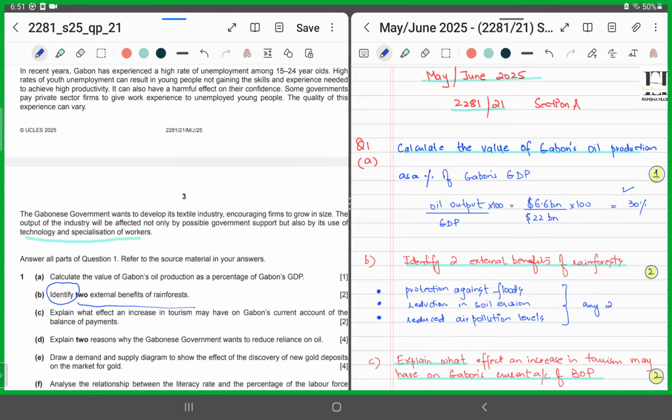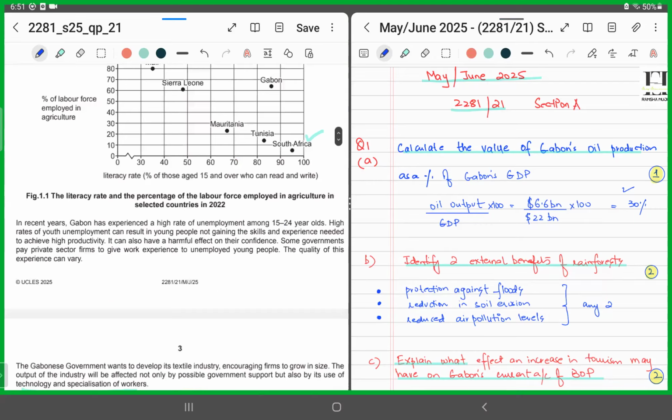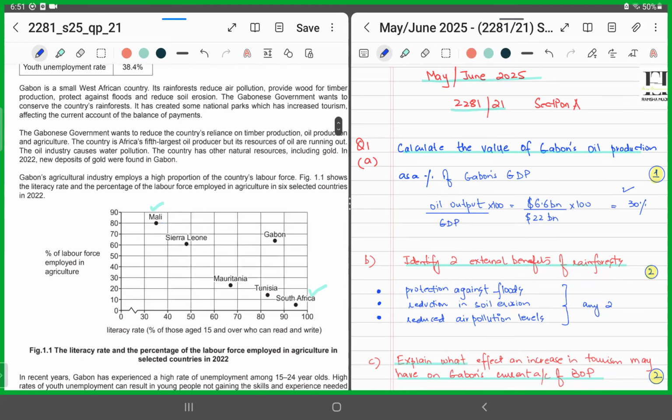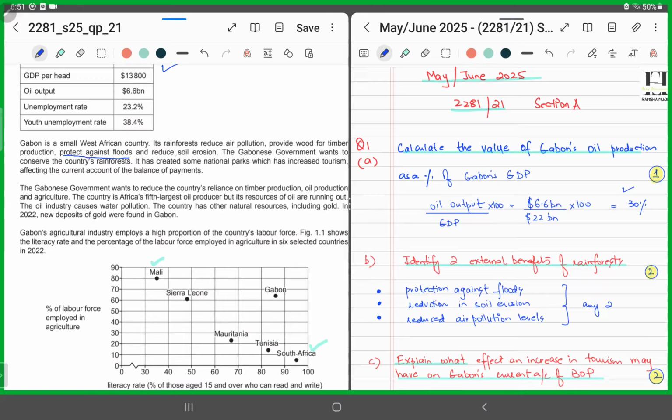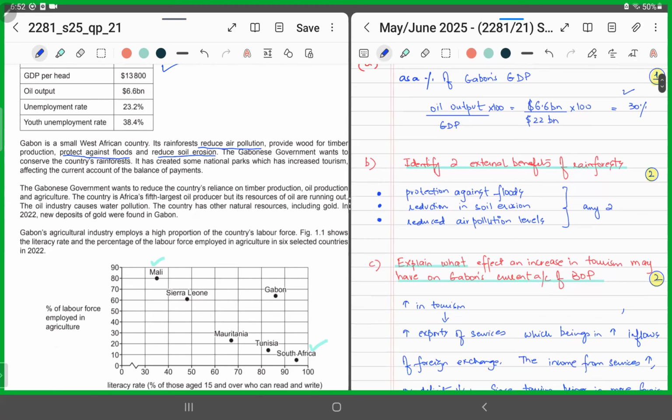Remember, we identified earlier, one was that it was protecting against floods, reducing soil erosion, and reducing air pollution. So these are the 3 external benefits. You can choose any 2 out of them, list them, and you will get straight 2 marks. They are just asking you for identification, no explanation. That means you just pick out the 2 external benefits from the source material only.